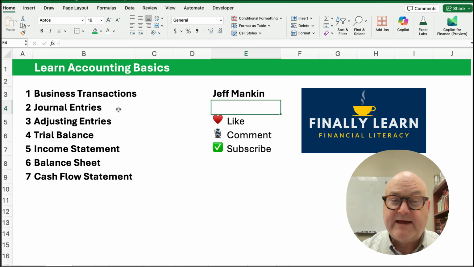Today we're working on the accounting basics. You may have always wanted to know how accounting works. You're not really sure. Maybe it's been a long time since you looked at accounting, you took accounting in college, but I'm here to help. Today we're going to do, in about 15 minutes, all the accounting basics, starting with business transactions, journal entries, the trial balance, and the financial statements.